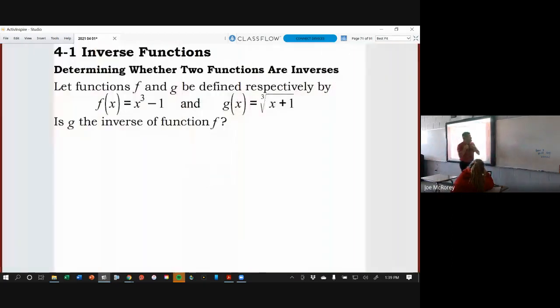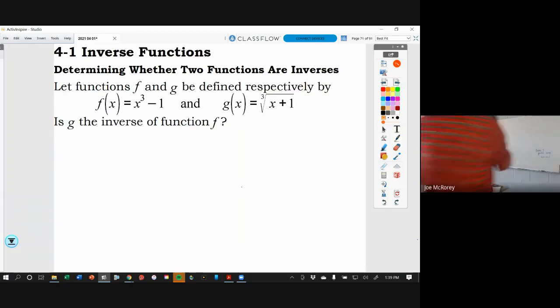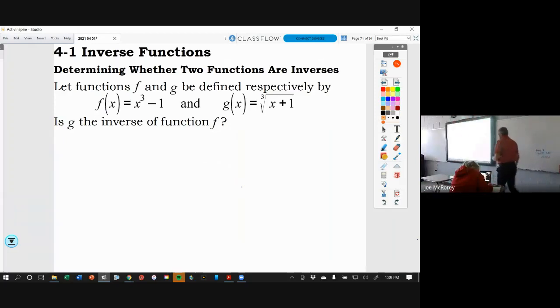Okay, so here's an example. Write down those 2 functions. f of x equals x cubed minus 1. g of x is equal to the cubed root of x plus 1. And I want to know, is g an inverse of f?